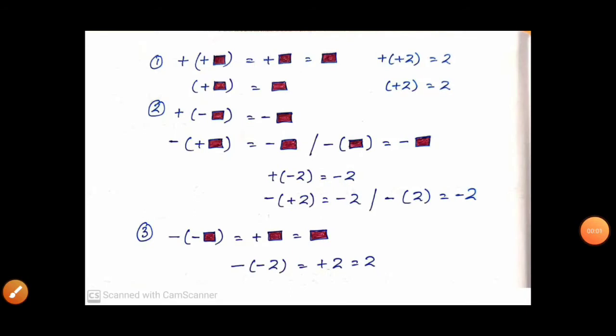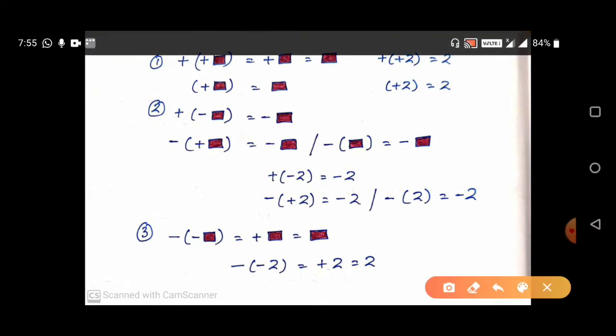So here one note is given. Always remember this, bracket means multiplication. So if we have positive sign outside and inside bracket some positive number, and this box will represent a number, then plus into plus will be plus. Plus means positive and plus number we can write only the number. So if we write plus within bracket plus 2, then it will be 2 because plus into plus is plus.